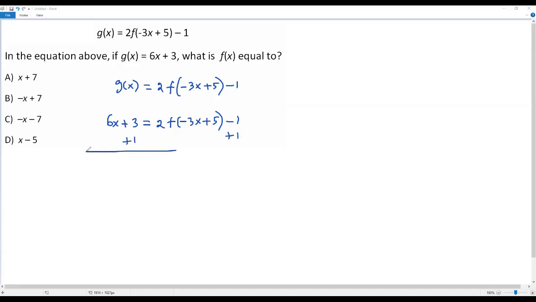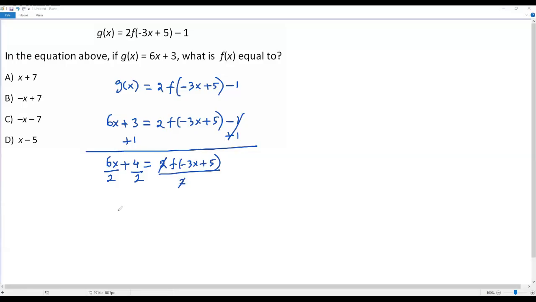When I add 1 to both sides, the negative 1 and positive 1 cancel out. Then I'm getting 6x plus 4 on the left side. On the right side, I'm getting 2 times f of (negative 3x plus 5). Here f of (negative 3x plus 5) is multiplied by 2, and 6x and 4 are also multiples of 2. Since each term is a multiple of 2, we can divide all the terms of this equation by 2. Let me divide 6x by 2, 4 by 2, and this one by 2. Here the 2 will cancel out.